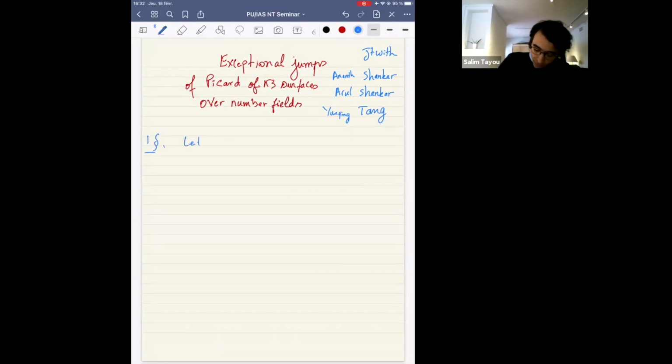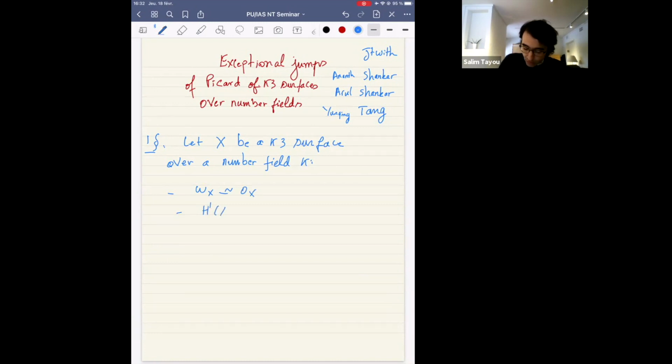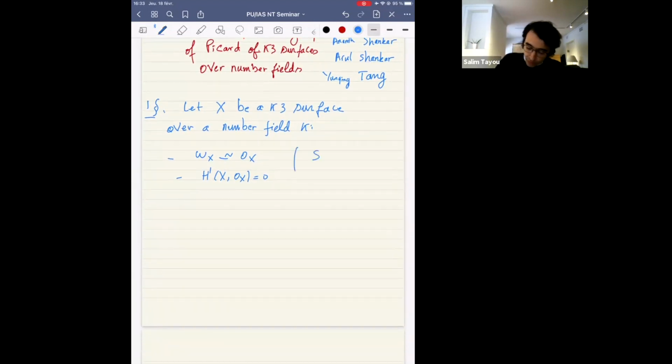Let X be a K3 surface over a number field K, say. A K3 surface is a smooth projective geometrically integral surface which satisfies the following condition: the canonical bundle is trivial and the irregularity of the surface is zero, so H^1 of X, O_X is zero. For example, one can think of a smooth quartic in P^3 as an example of a K3 surface.